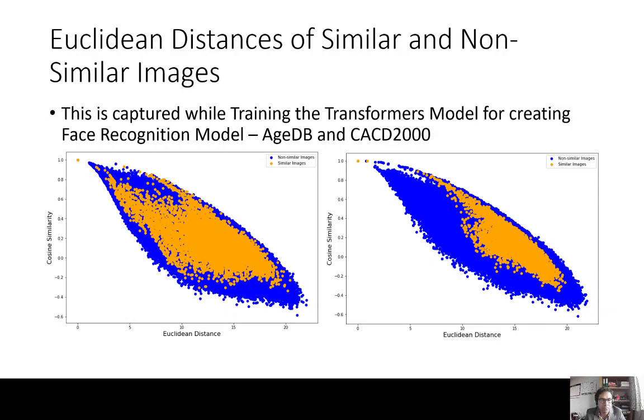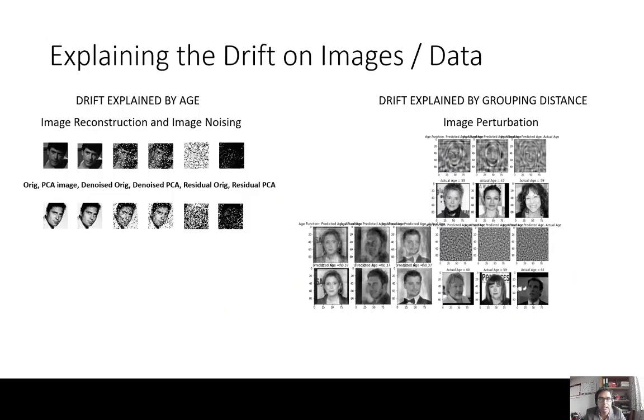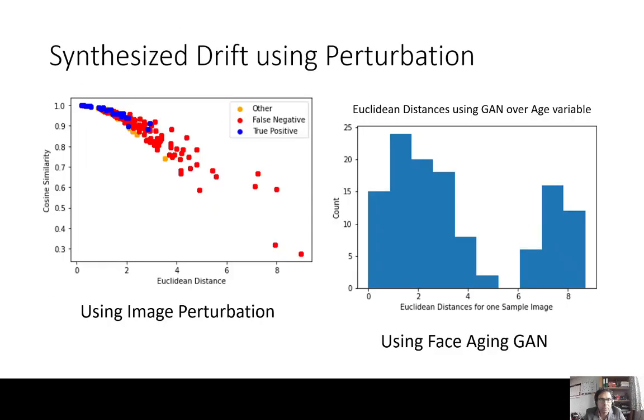and Euclidean distance is plotted on the x-axis, and cosine similarity is plotted on the y-axis. You see that the decision boundary is quite difficult to split using a clustering method, for example using Euclidean distance, and even for the classification method. So this is the method I synthesized using this process, where image perturbation is applied, which gave me a drift synthesis plot by Euclidean distance and cosine similarity. The red indicates false negative and blue indicates true positive.